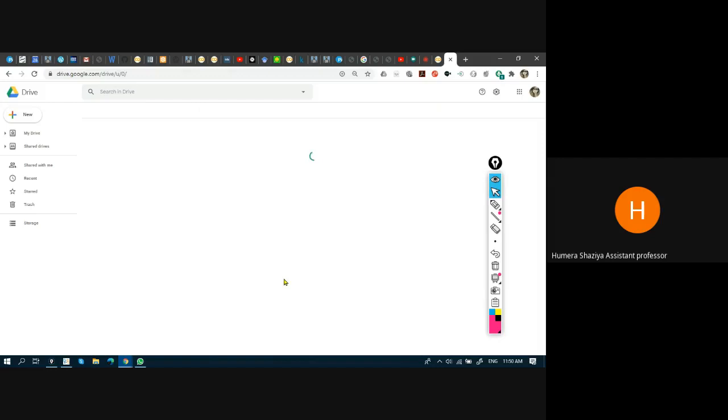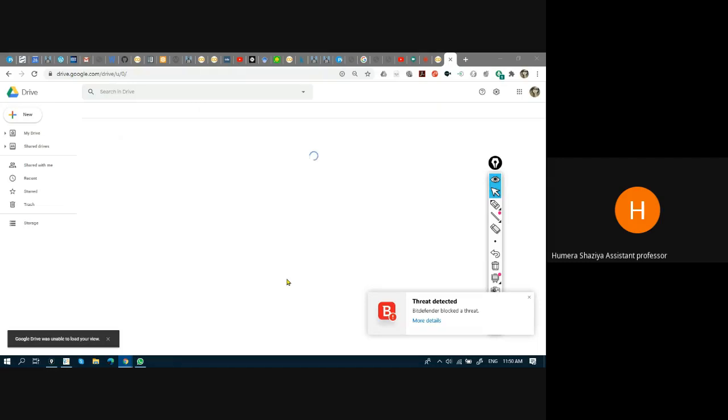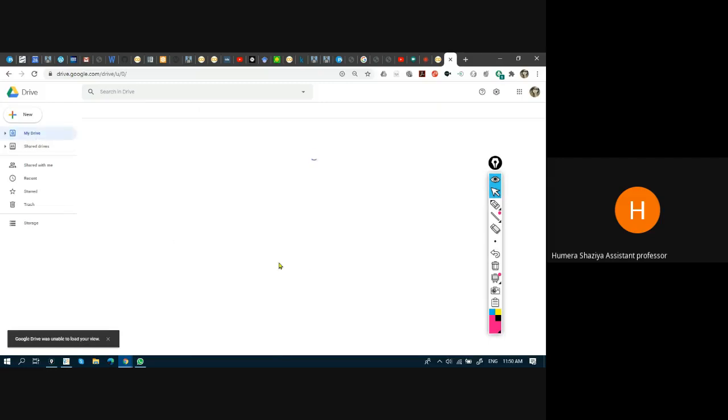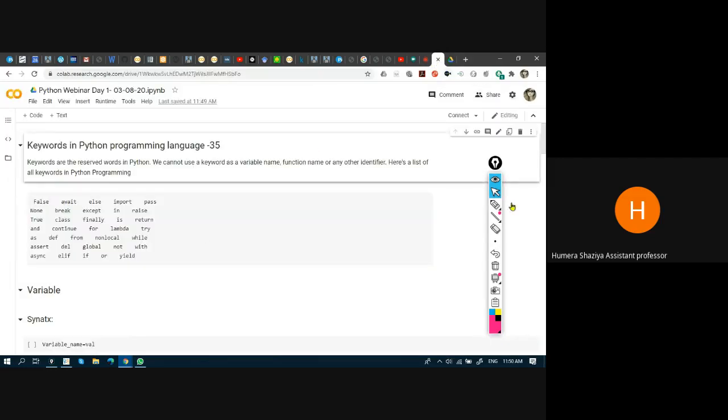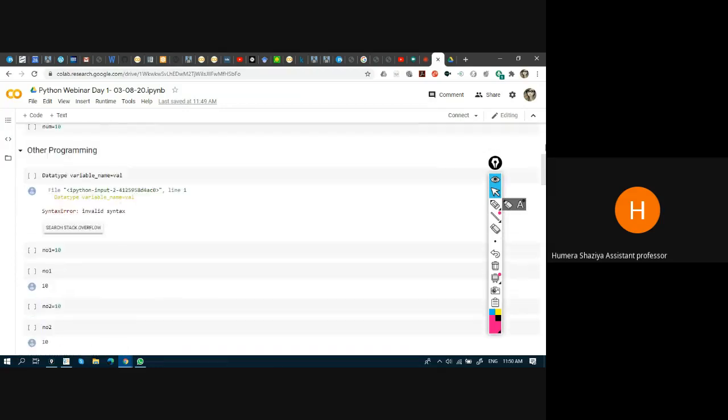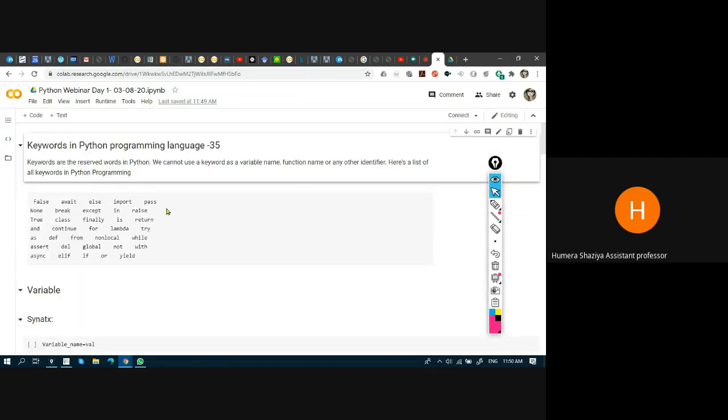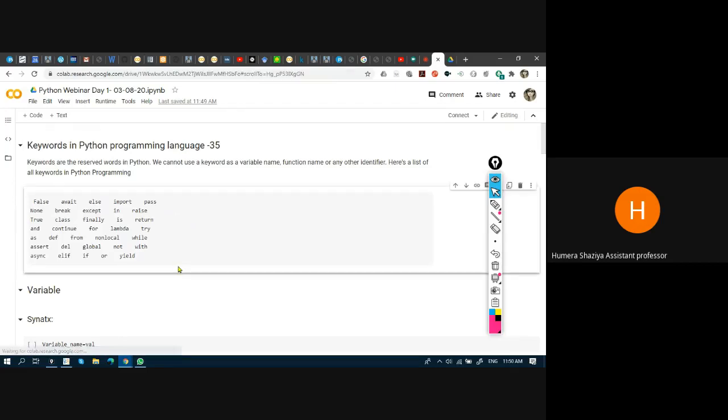Google Colaboratory has been built on top of Jupyter Notebook. Jupyter Notebook is an IDE, a platform which integrates coding, visualizations, commenting, audio, video, anything for that matter. Okay, this is a basic Python program which I have created.